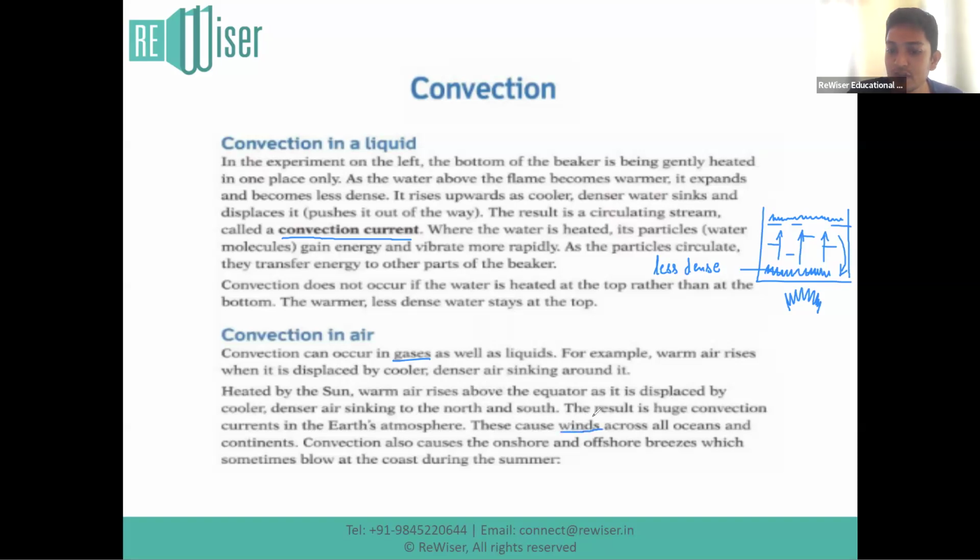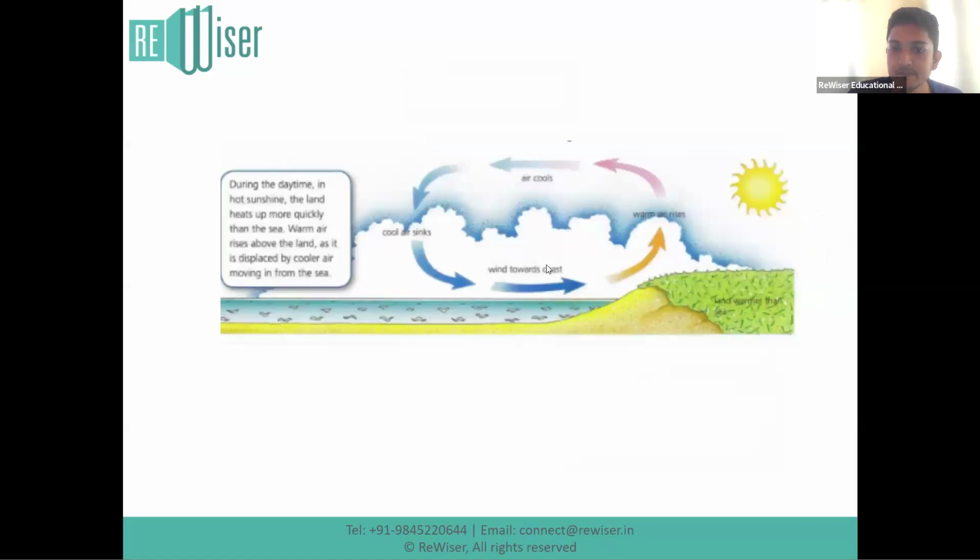Convection also causes onshore and offshore breezes. Again, like I said, land breeze and sea breeze, which sometimes blows during the summer. Let's discuss how land breeze and sea breeze occur. So during the day, I'll explain the setup as is. During the day, the sun's rays, remember, will heat up the land far quicker than the sea.